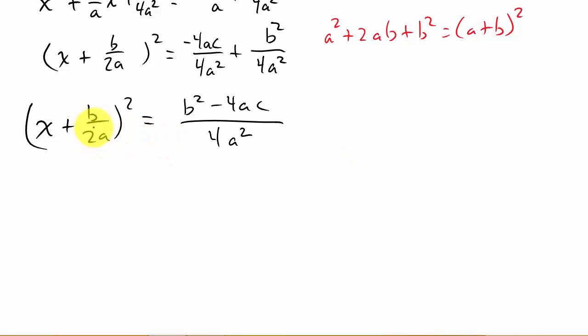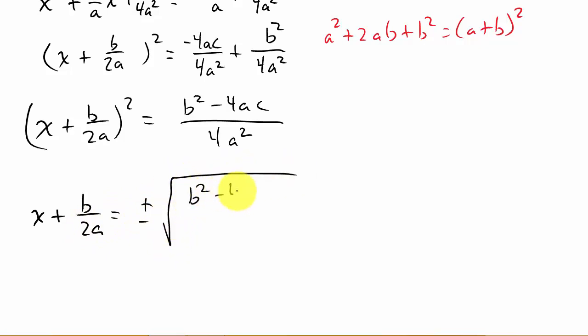Alright, so now we're going to use the square root property. So I square root it, so I get x plus b over 2a is equal to plus or minus the square root of b squared minus 4ac all over 4a squared.